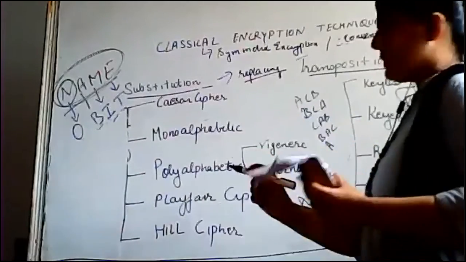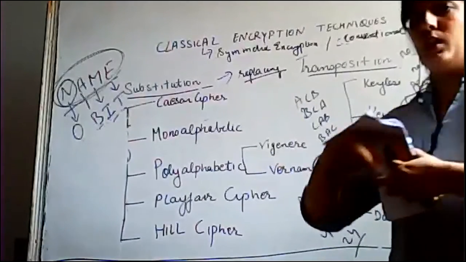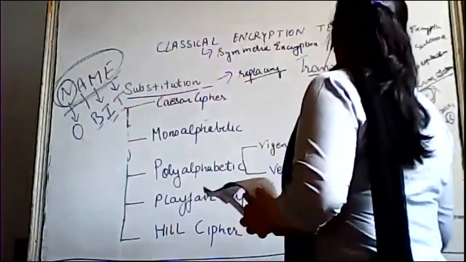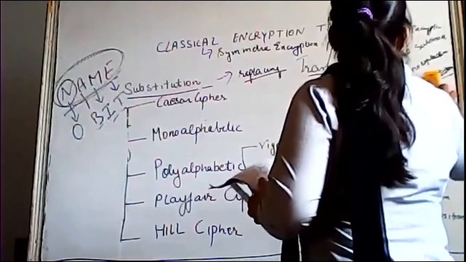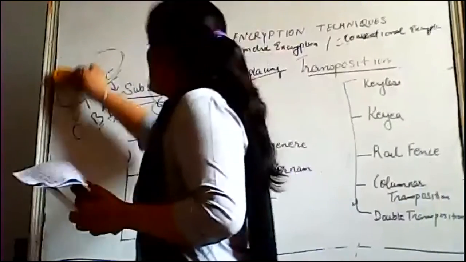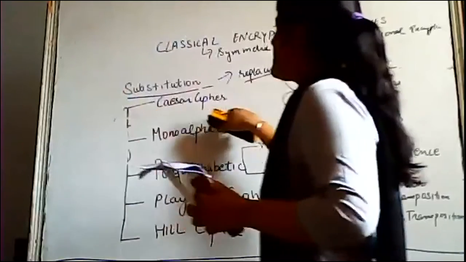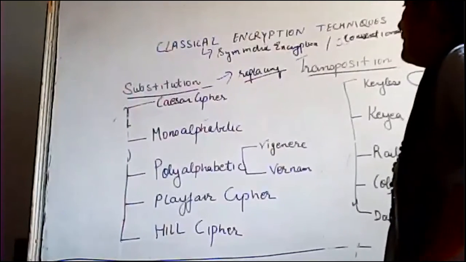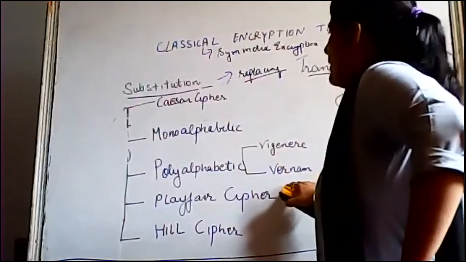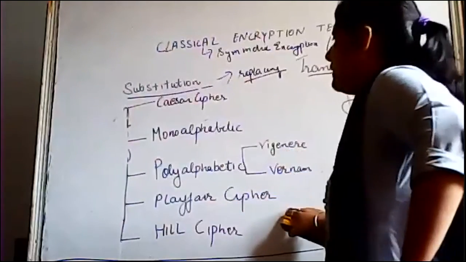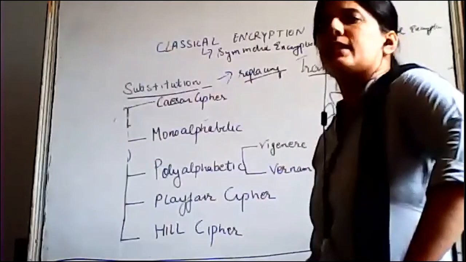In today's lecture, we have so many substitution techniques. I have just given you brief information about substitution and transposition, but today we will be implementing only the substitution techniques. We have different substitution techniques. One is Caesar cipher, another one is monoalphabetic. Next we have polyalphabetic, and in polyalphabetic we are doing two terms: one is binary and another one is the Vernam technique. Next we have the Playfair cipher, and the last one is the Hill cipher.